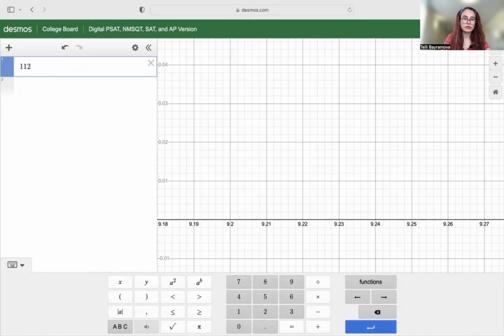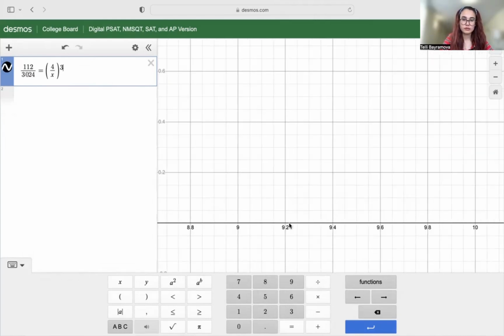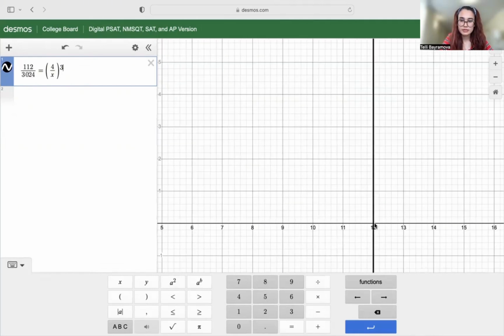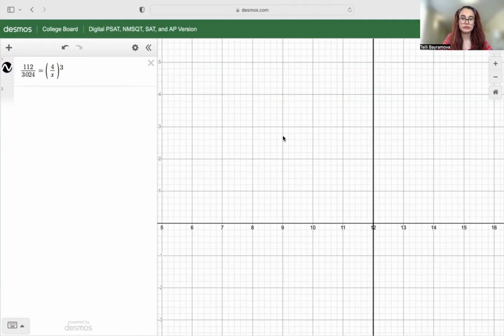This is 112 over, what is that, 3024 equals to what? Instead of R B, let's write this RA is 4 over X. What? Cube of it. In the bracket, the cube. Cube of it. So it will give us the answer. Radius will be 12. Okay, radius is 12.